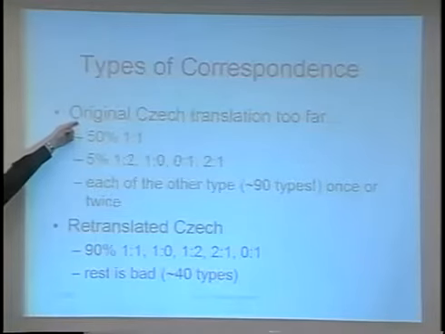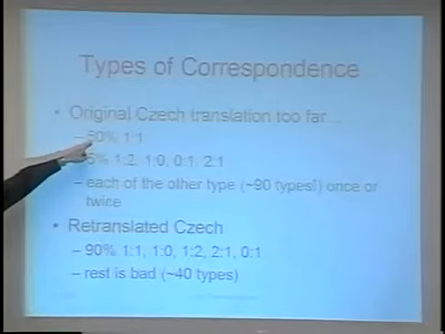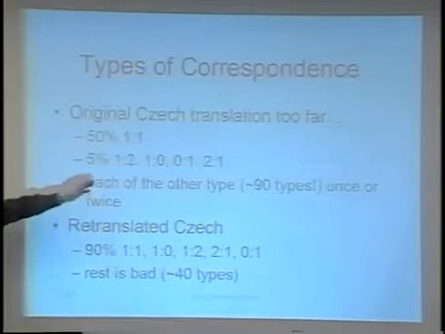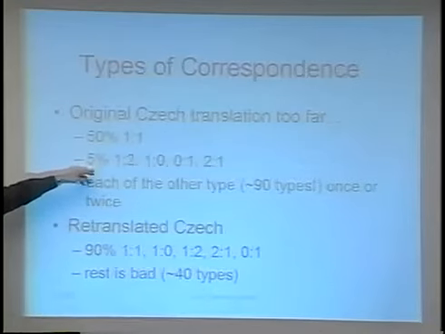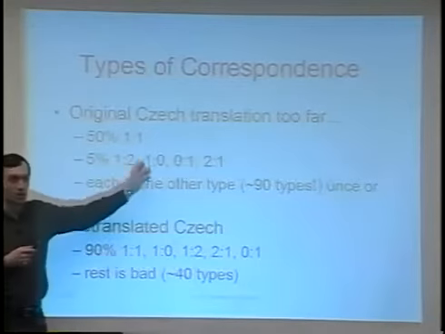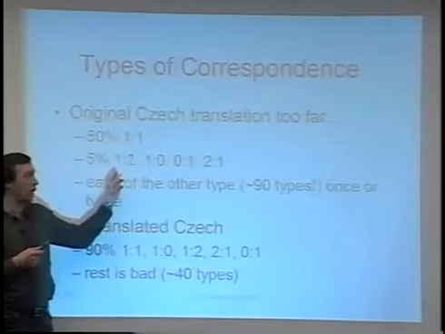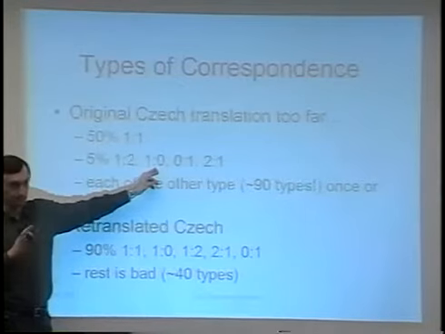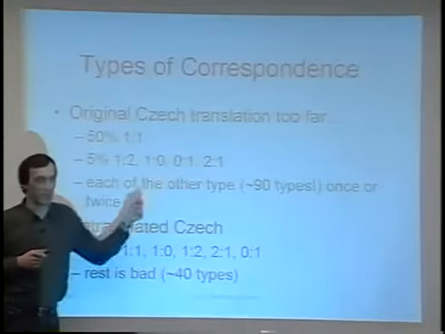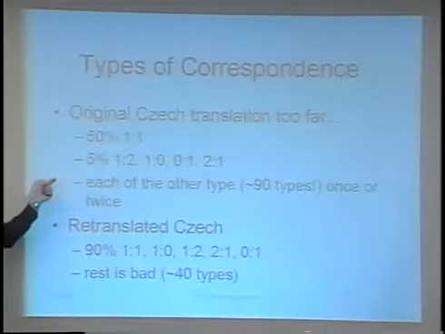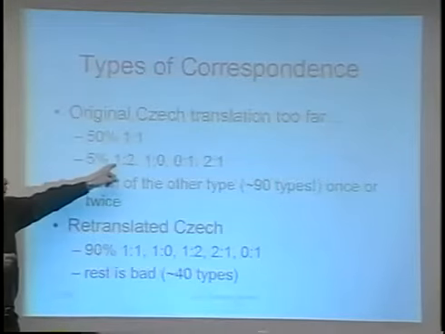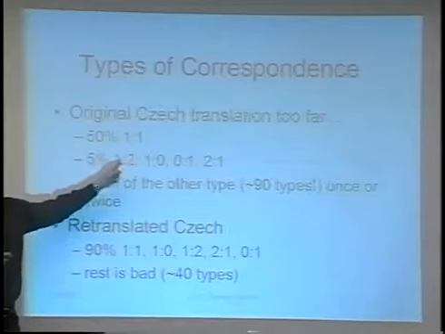So in the original translations that we actually got from Reader's Digest, only 50% of those node correspondences were one-to-one. And we had a small percentage of those still kind of nice correspondences, like 1-to-2, like the typewriter one, or some extra nodes that were simply left out in the other translation, or the opposite. But unfortunately, we had about 90 other types. By a type, I mean 1-to-2, 3-to-4, 5-to-6, whatever, right?